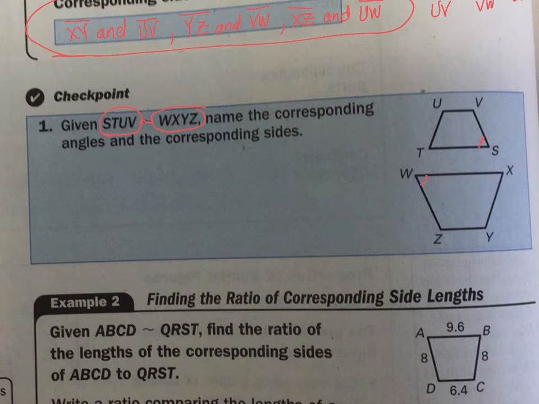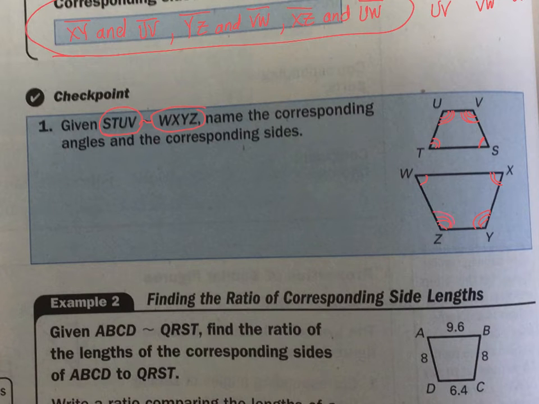Angle T is going to be congruent to which angle? X. Angle U is going to be congruent to which angle? Tessa? Angle Y. And I put 3 arcs there. And then angle V, which is, I'm going to put 4 arcs, is congruent there.